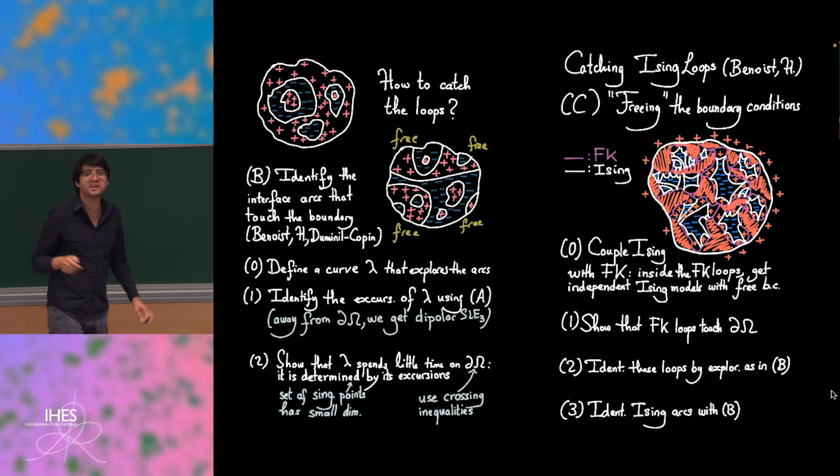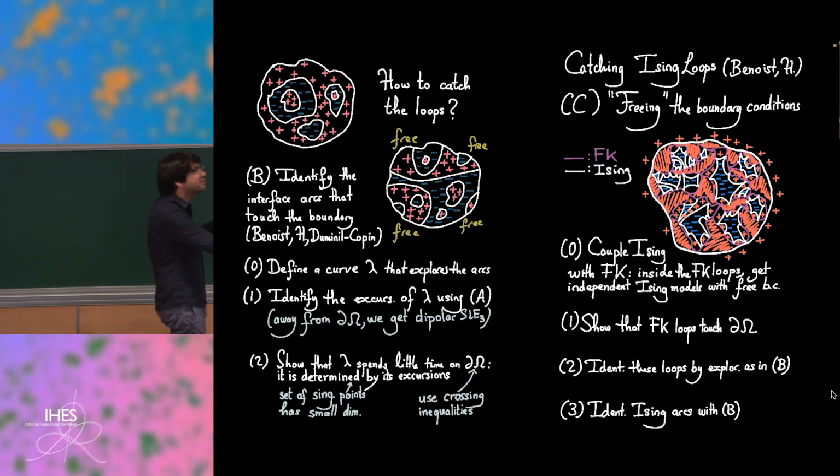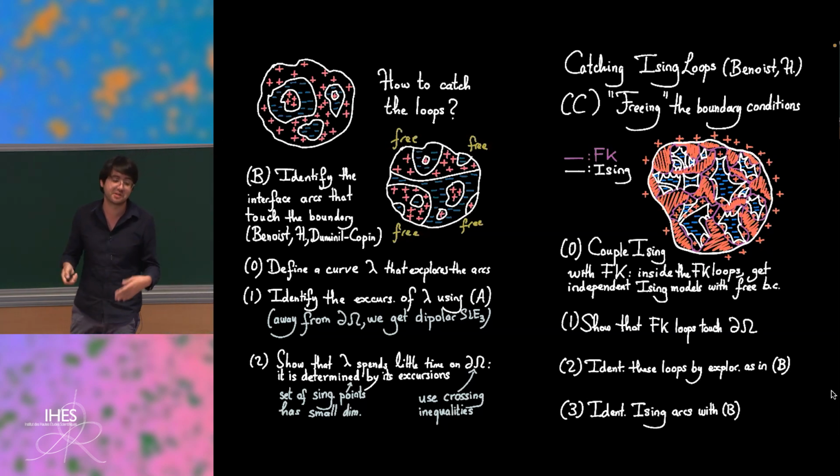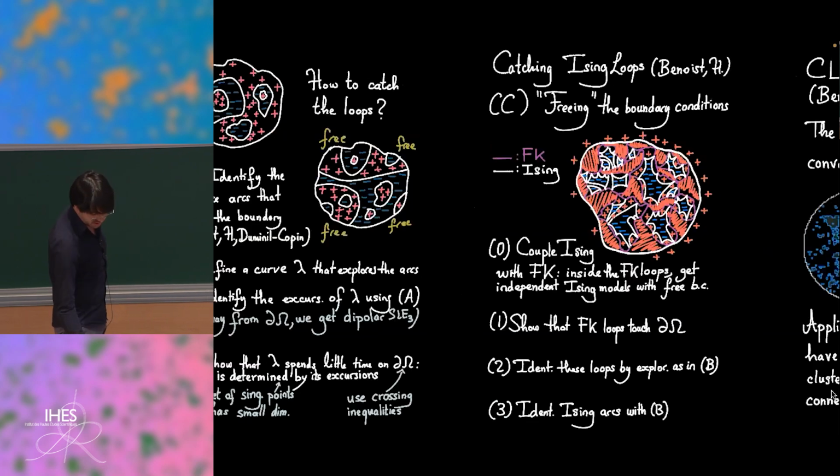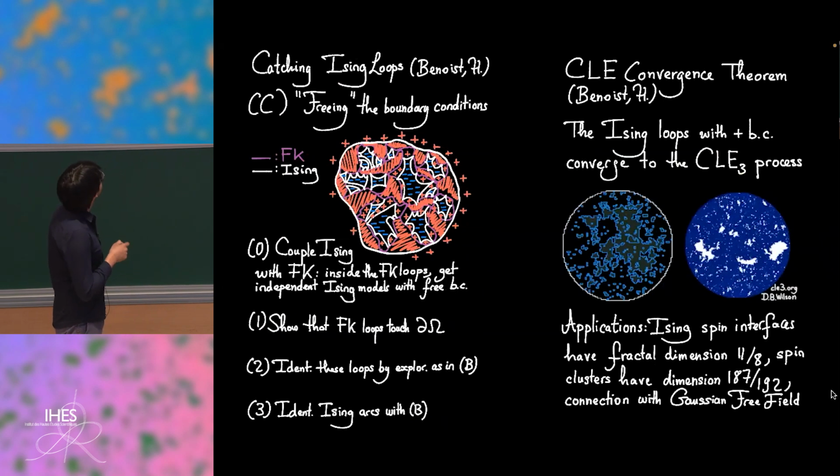So now the FK loops, you can actually catch them by a separate process. You catch them because they touch the boundary. And so if you lurk around enough on the boundary, you will catch the FK loops. You need another way to identify those loops, and you can. So basically, that's how we got the identification of all the loops of the Ising model. And that's something that, with this kind of objects, there are now people looking at the XOR Ising model and they have nice results about that.